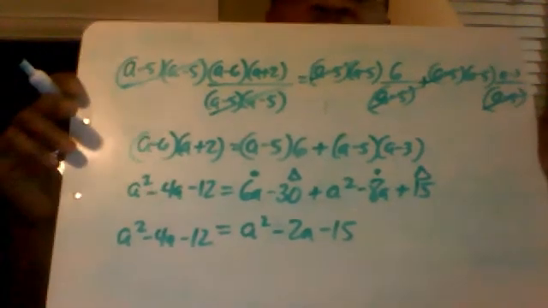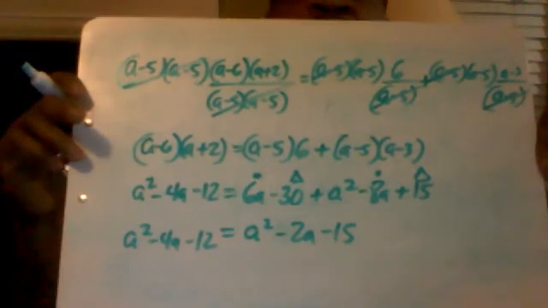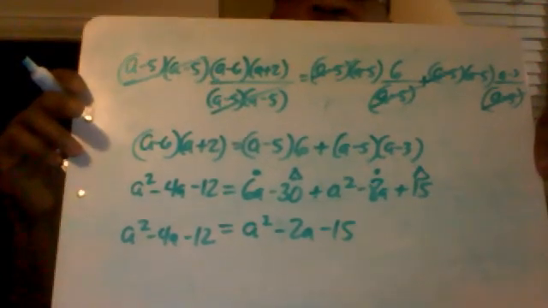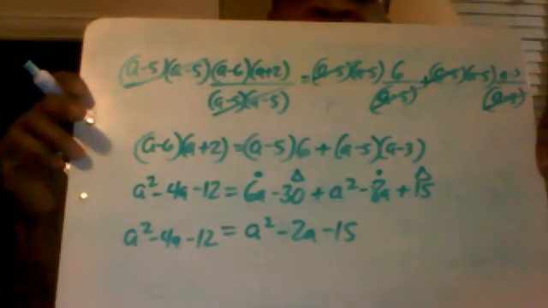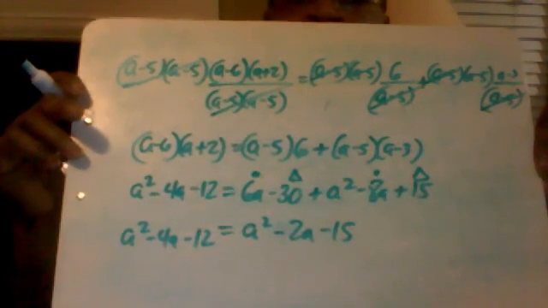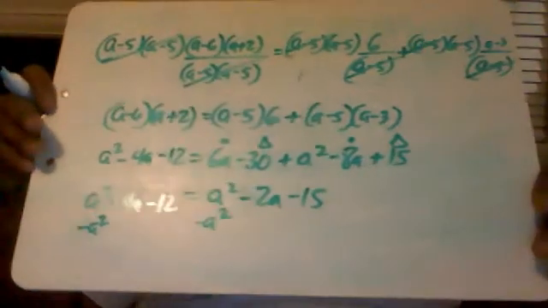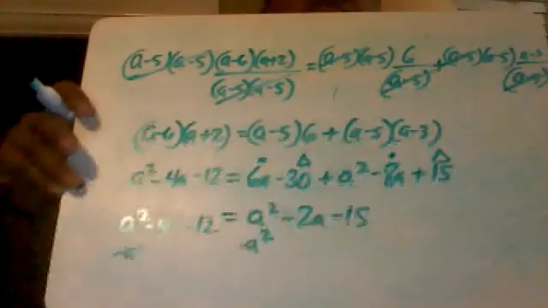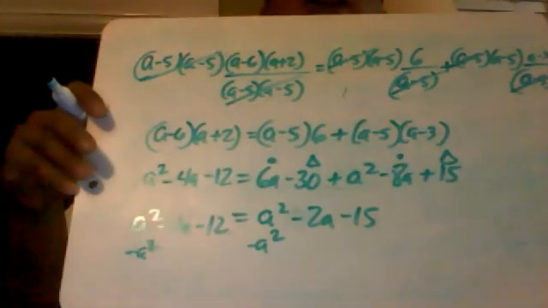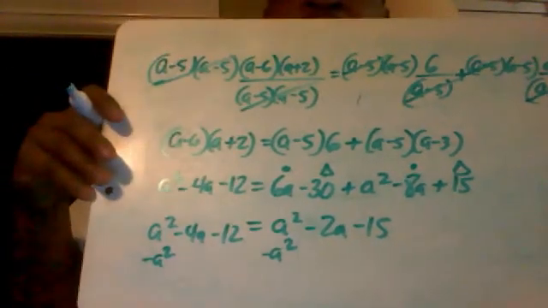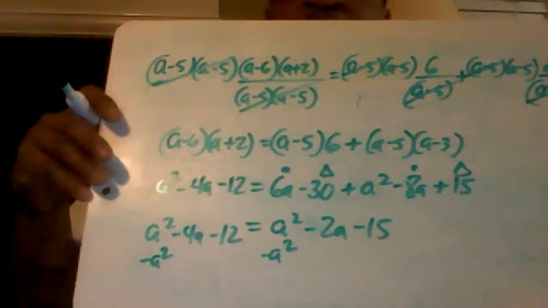But then again, if you look at it, if you subtract a squared from the right side to the left side, you should see they cancel out. So that's the first thing I'm going to do: negative a squared. And you see those cancel out. So the moment they cancel out, you don't have any more squares. All you have left is negative 4a minus 12 equals negative 2a minus 15.